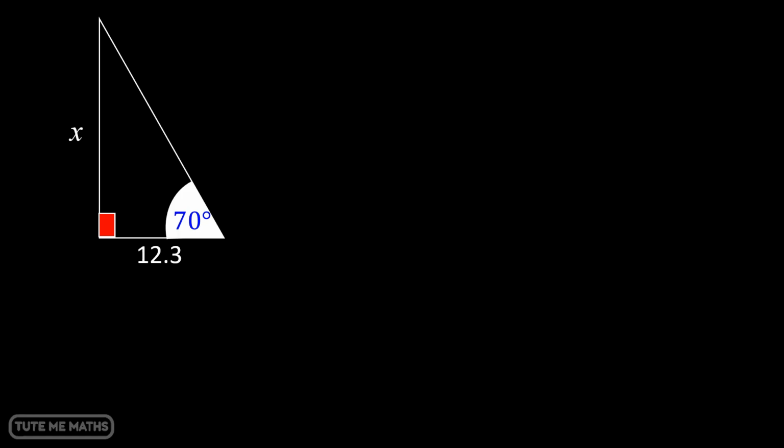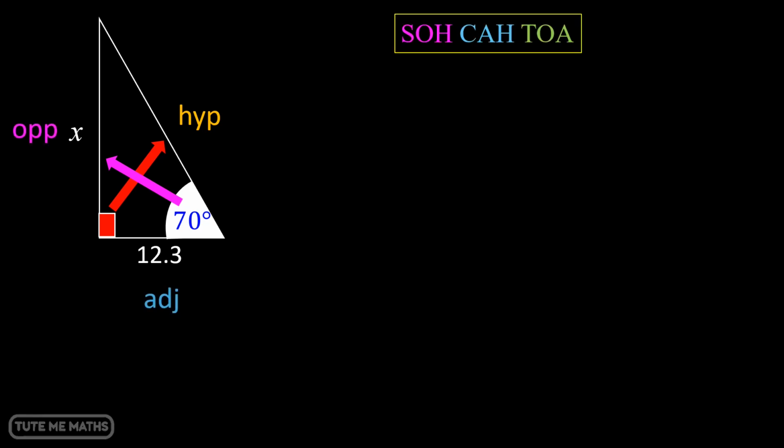Here we go. Step 1, label the sides. Step 2, notice that the hypotenuse is not provided, nor is it the value we want to determine, so it does not come into this question. Looking at SOHCAHTOA, the ratio must be tan. It's the only one without the hypotenuse.